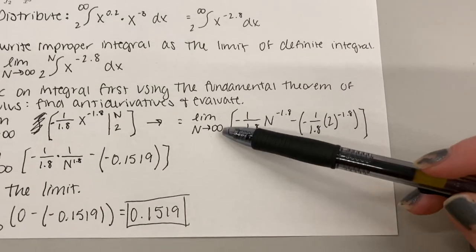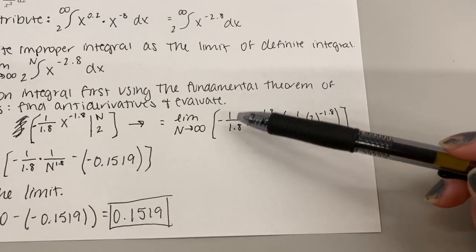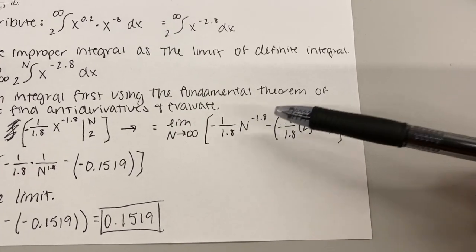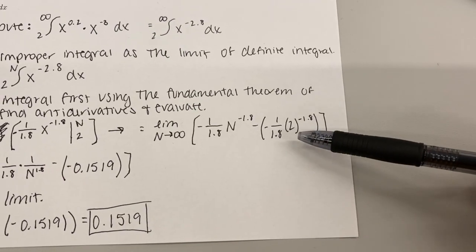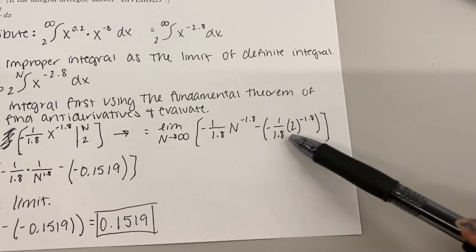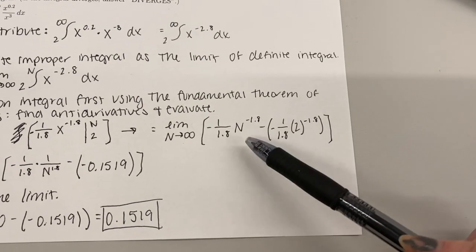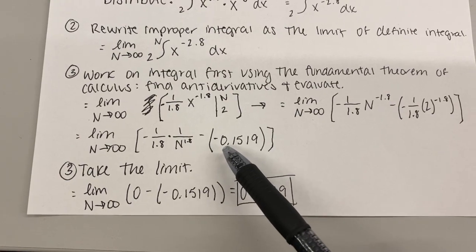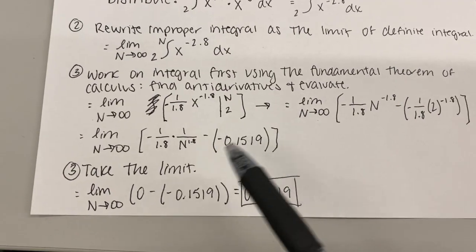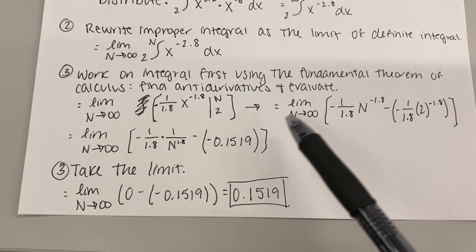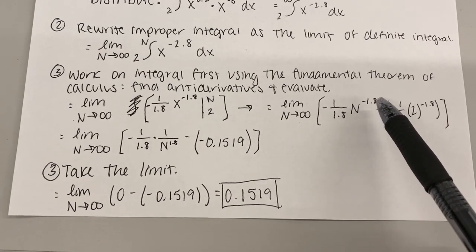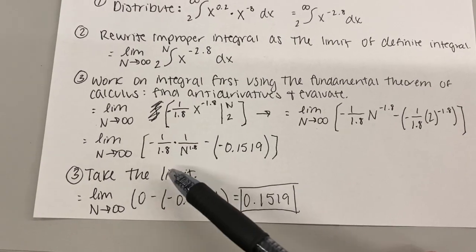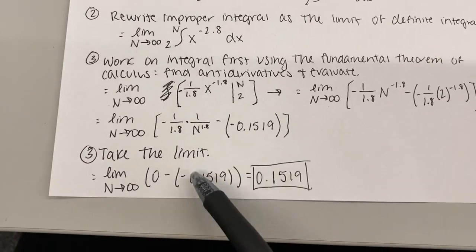So then moving on, negative 1 over 1.8, you substitute n in for x to the negative 1.8, and then you evaluate the same at the value of 2 and then subtract the 2. And then I just put that in my calculator and I found negative 0.1519. And then here, n to the negative 1.8 is the same as 1 over n to the 1.8 multiplied by negative 1 over 1.8. Step 3, you take the limit.